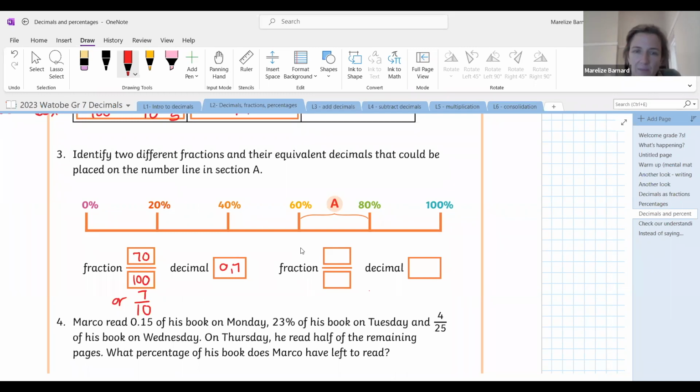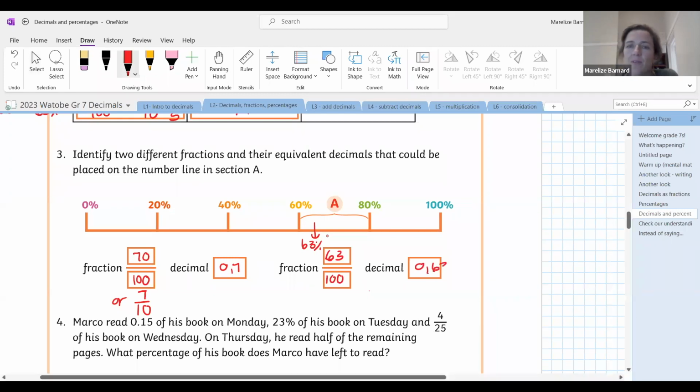63, Dora Jane. I'm going to take your 63. And what is 63 as a fraction? Oh, better scroll along. 63 hundredths. And what is it as a decimal? 0.63. Okay. Well done, everyone.